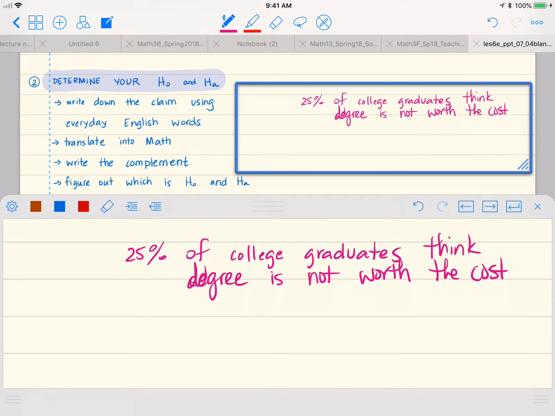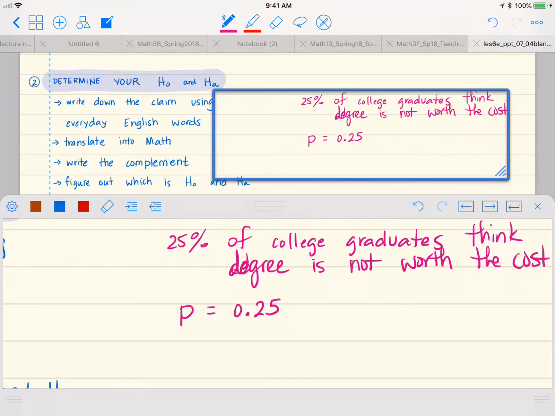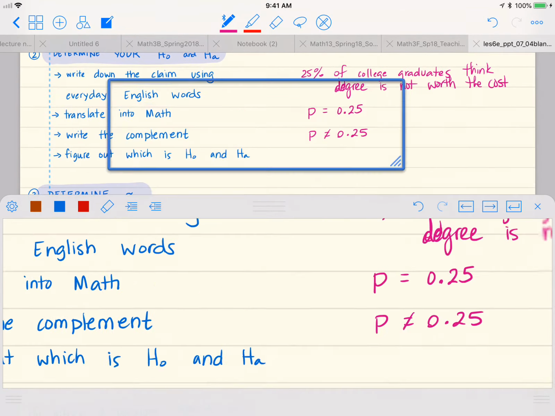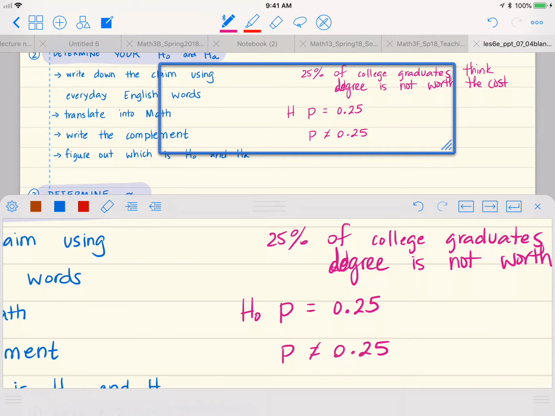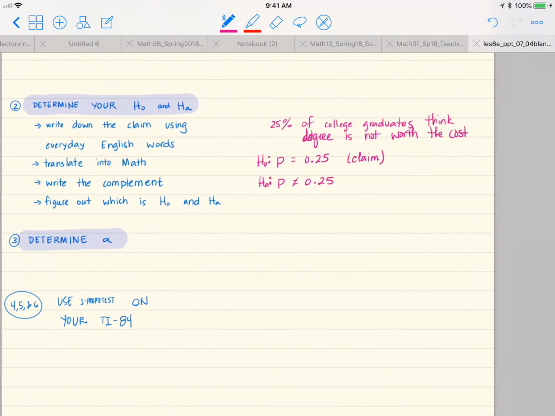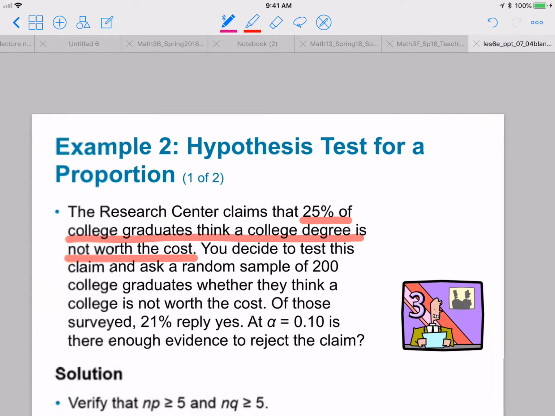Well, P equals 0.25. Right, so P is the proportion of all college graduates that think that the degree is not worth the cost. Now let's write the complement: P is not equal to 0.25. And if I figure out which is my null and which is my alternative, my null hypothesis is going to be the first one. My alternative is going to be the second one. So my claim is actually the null hypothesis. Now I kind of did that because I'm just reading along and picking up keywords.